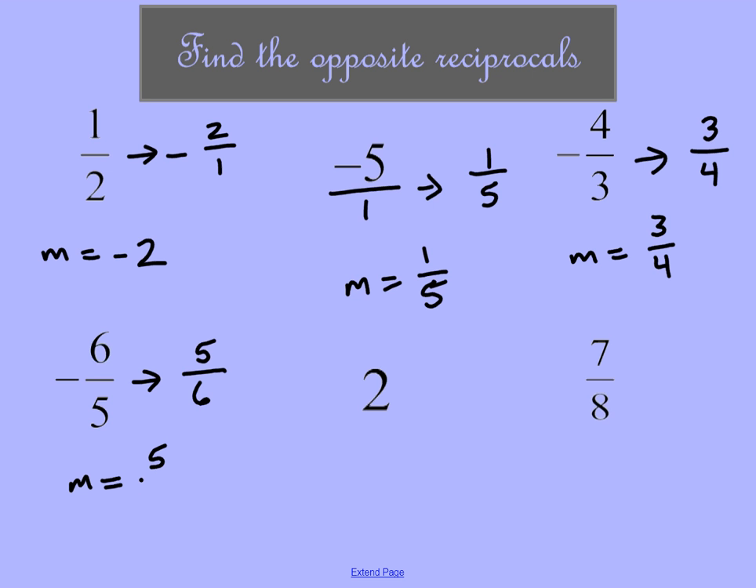Here we have just a 2, so we're going to make that 2 over 1. And that's going to become -1 over 2. Here we have a -8 over 7.